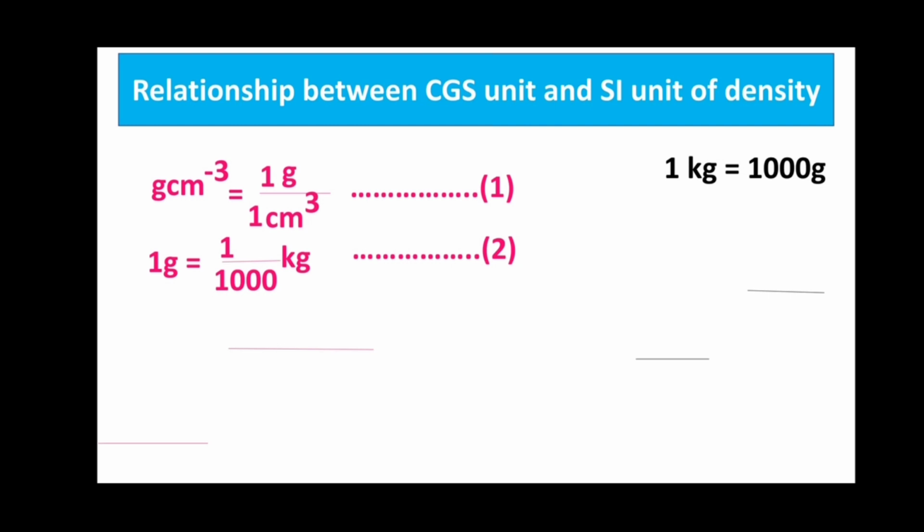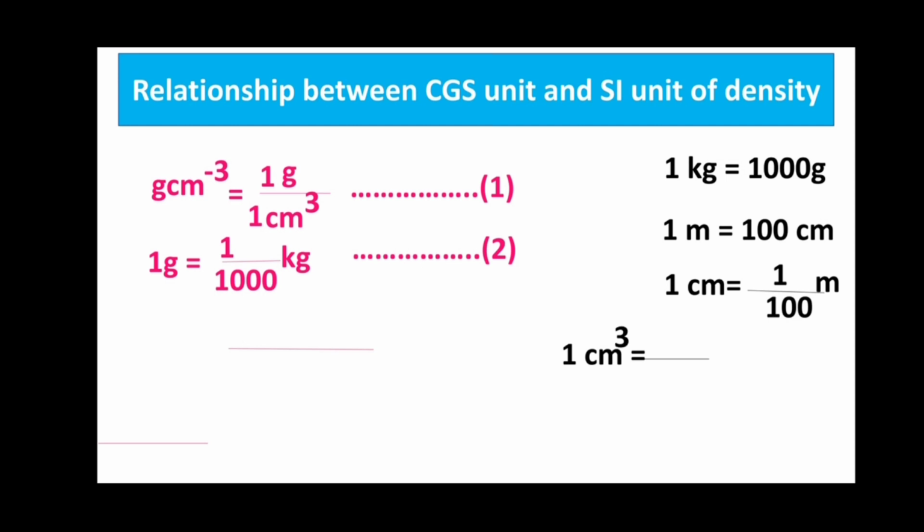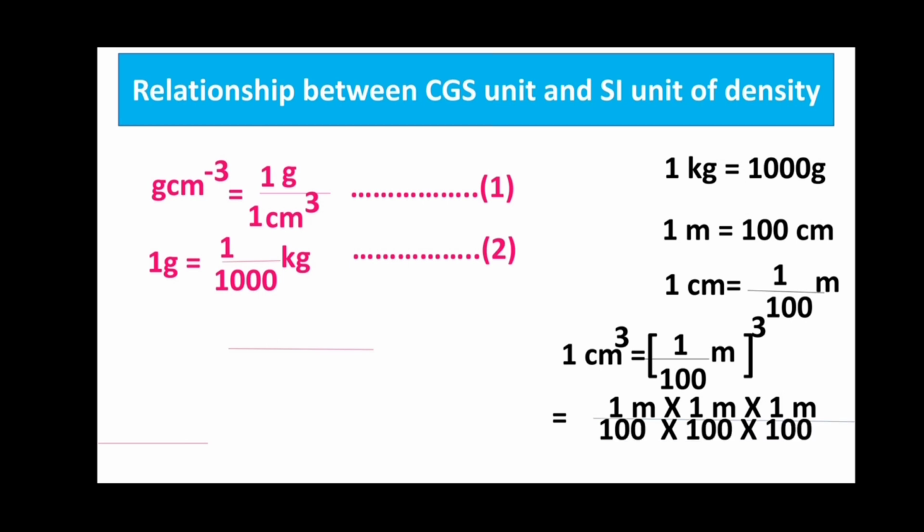We know that 1 meter is equal to 100 centimeter. Therefore, 1 centimeter is equal to 1 by 100 meter. So, what will be 1 centimeter cube? 1 centimeter cube is equal to 1 by 100 meter all cube. That is, we have to multiply 1 meter 3 times and 100 also 3 times. That is 1 meter into 1 meter into 1 meter divided by 100 into 100 into 100. So we will get 1 centimeter cube is equal to 1 meter cube divided by 10 lakh. How we got 10 lakh? We know that this 100 into 100 into 100, there we can see 6 zeros. That 6 zeros we wrote along with the 1. And let us mark it as the third equation.